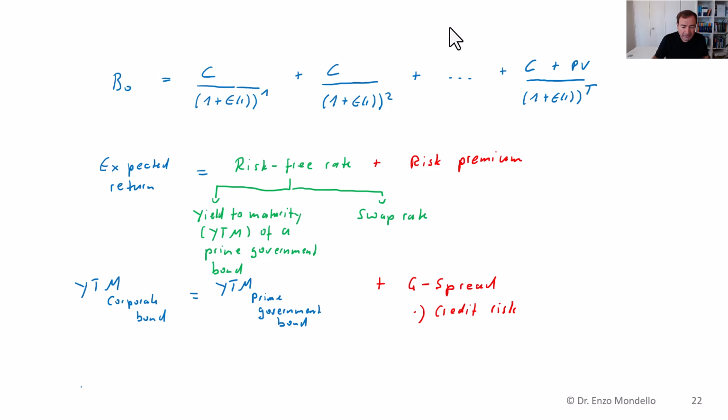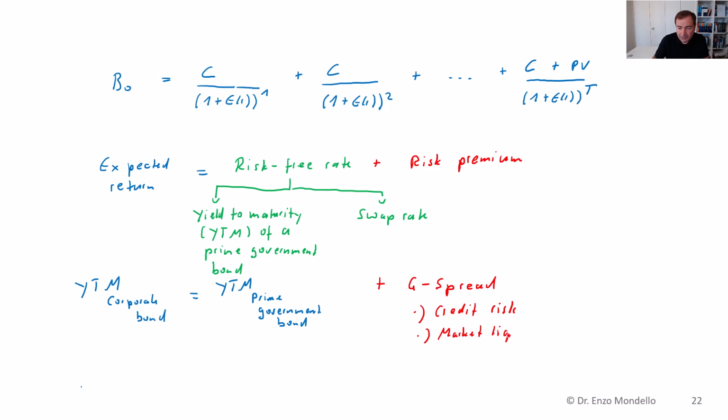And the credit risk, that's the risk of loss resulting from the issuer failing to make full and timely payments of the agreed coupon and/or the principal, which can then lead to a default in payment or even insolvency of the issuer. Then the level of the G-spread is also affected by the market liquidity of the bond.